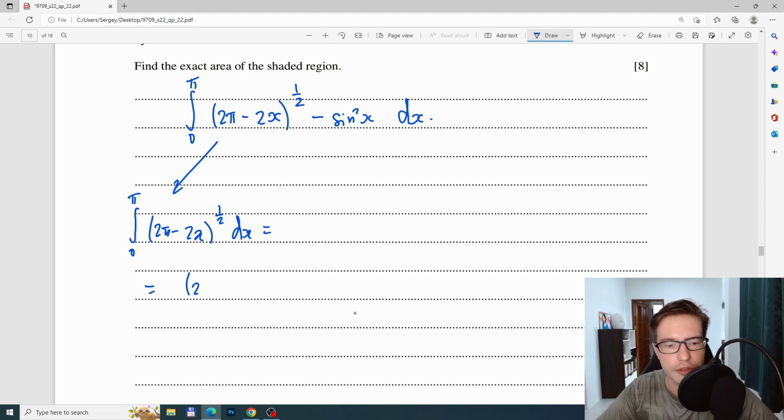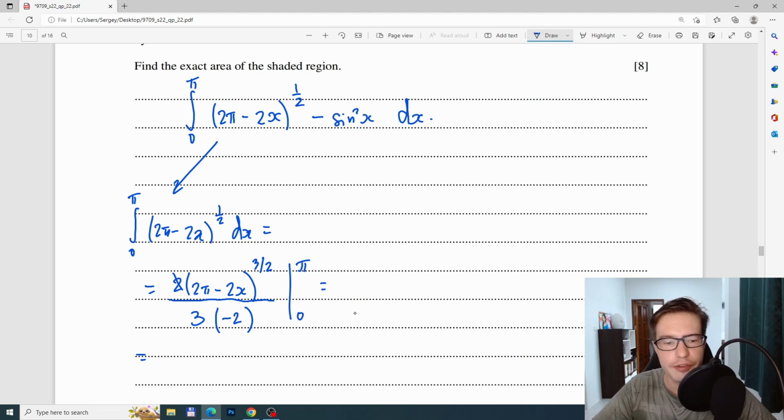That's going to be 2 pi minus 2x, add 1 to the power, 3 over 2, divide by the new power, so divided by 3 over 2, that means times the reciprocal, 2/3. And then to compensate for the chain rule, divide by the number next to x, which is minus 2. And that should be from 0 to pi.